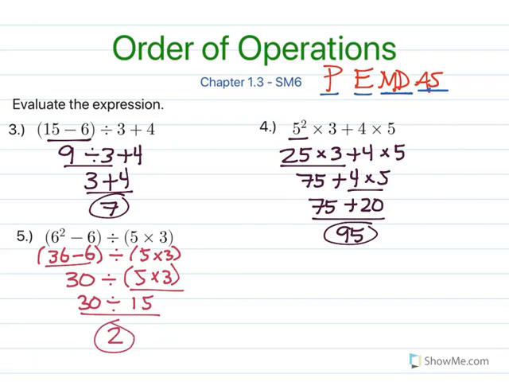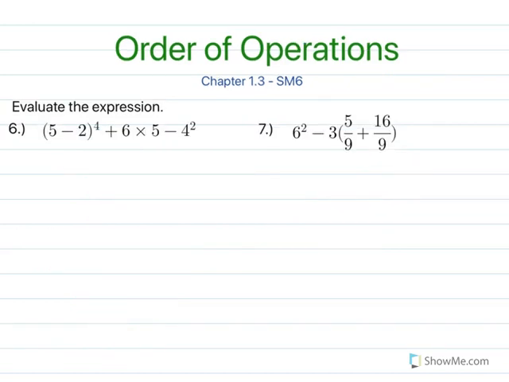Let's go ahead and move on to our last set of problems. For number 6, we definitely are getting a little bit more complicated. Let me put my PEMDAS up. For number 6, do I have any parentheses? I do. So I'm going to do what's inside the parentheses, which is 5 minus 2, which gives me 3. So now I have 3, and that's to the 4th power. Bring everything down.